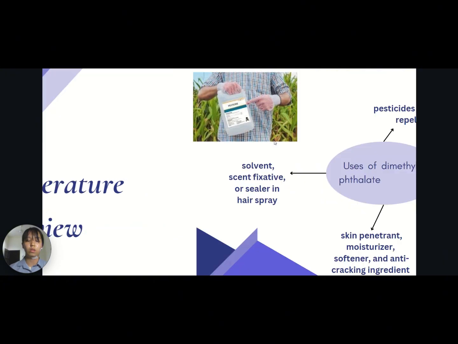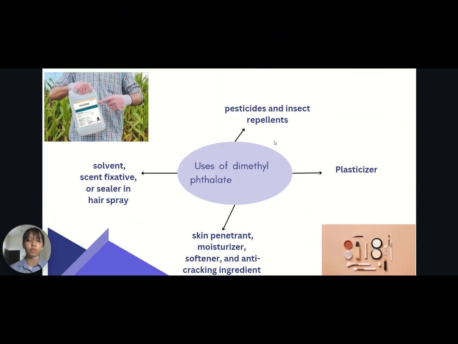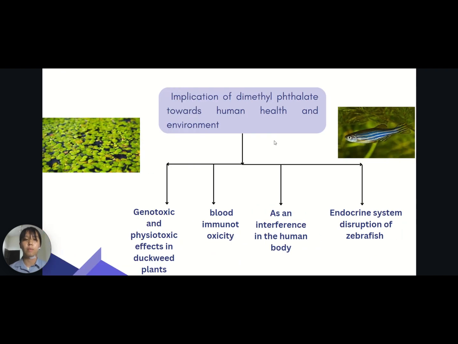Literature review. These are four uses of the phthalate, which are pesticide, plasticizer, moisturizer, and solvent. These uses are common in our market. Implication of dimethyl phthalate towards human health and environment. We have four. First of all, we have blood immunogenicity and also interference in the reproductive system and the endocrine system in our human body, endocrine system disruption of zebrafish, and also the genotoxic and physiotoxic effect in dark red blood.